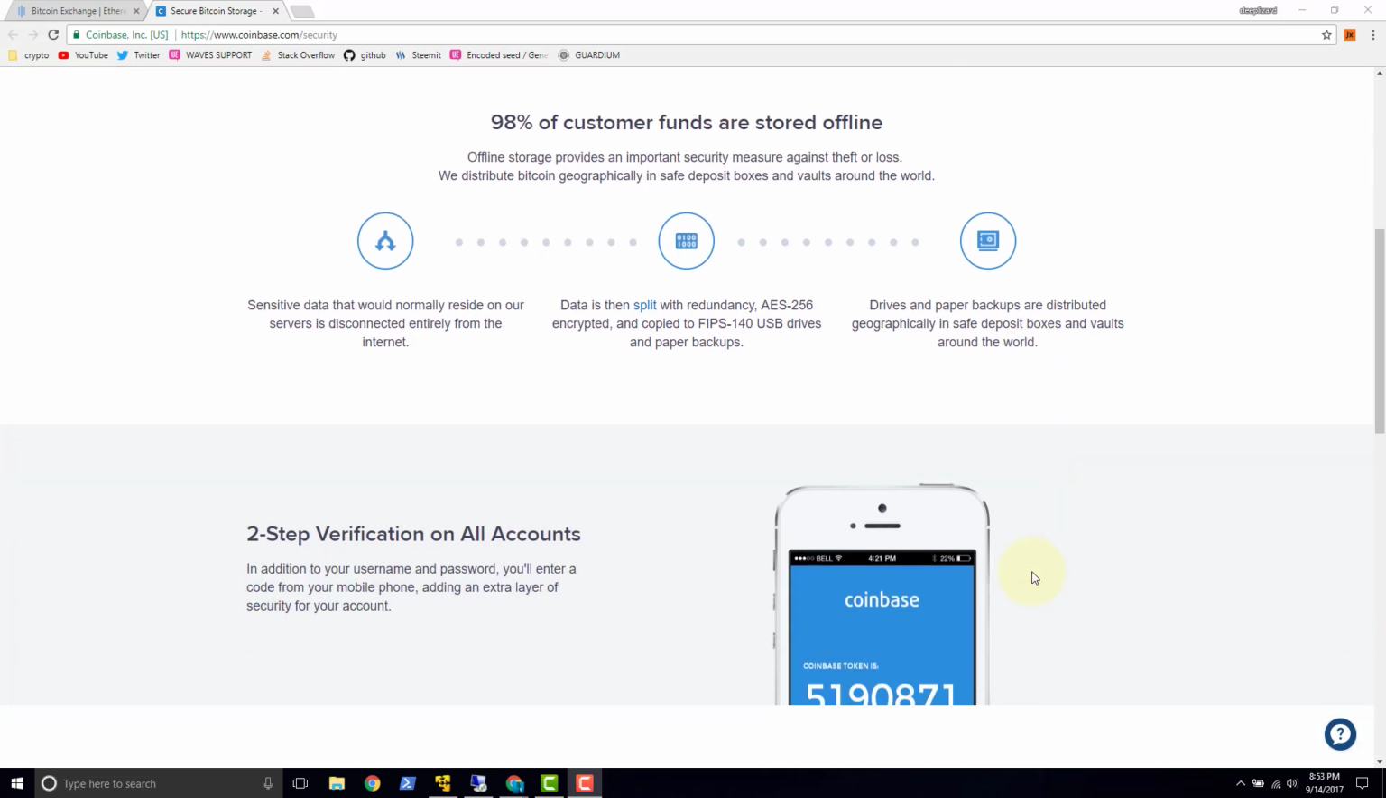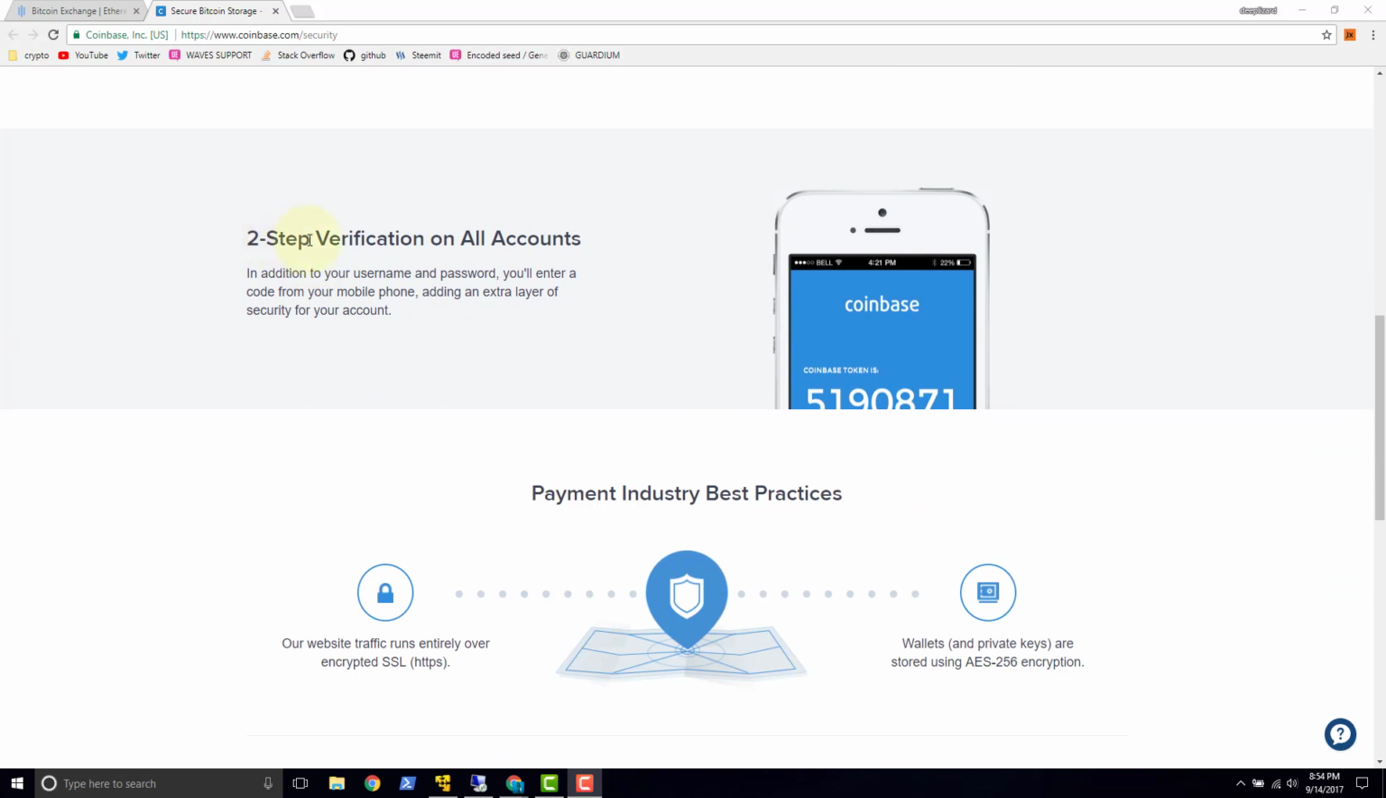So let's go ahead and scroll down and take a look. They mention here two-step verification on all accounts. What is two-step verification? The first step in verification is your username and password. So that's one-step verification. Now, the second step is going to be what they say here. You will enter a code from your mobile phone, adding an extra layer of security. So that second piece, that's the second step. That's that code that you're going to get in your phone.